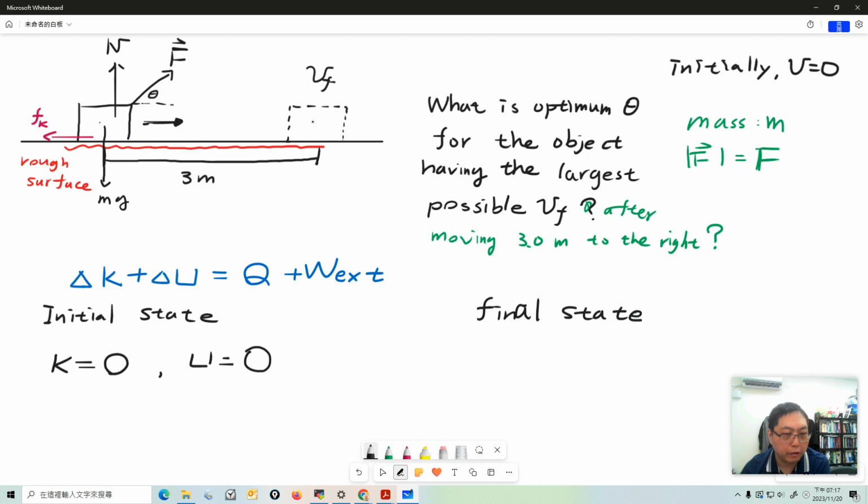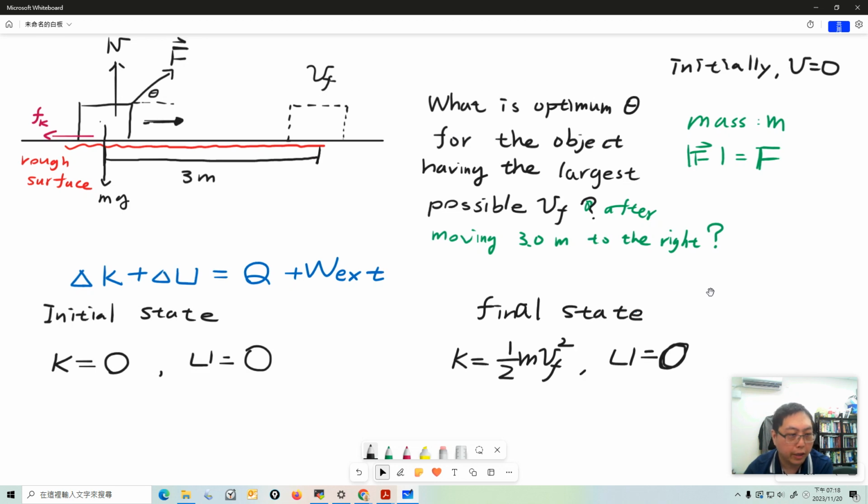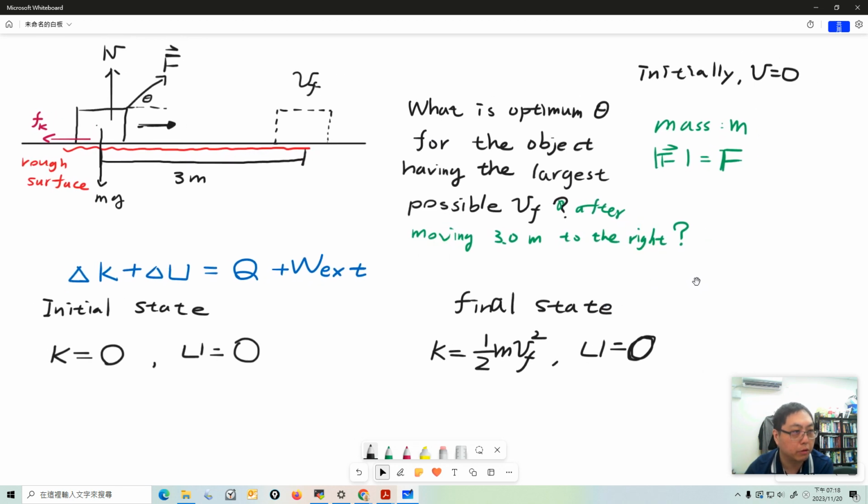For the final state, after moving 3 meters to the right, it still carries some velocity. I call it vF, so we have the velocity vF squared. And what's the potential energy? Because it's moving horizontally, let's assume its potential energy is also zero. There's no height difference, it's moving at the same height, so just set this height as the origin. So the potential energy is zero.